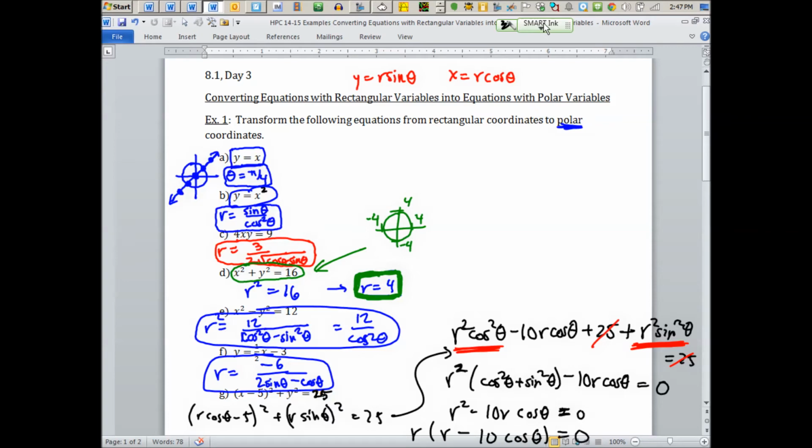equals 0. So your conclusion is that r is 0. Again, that's the trivial case where you just are plotting up the actual origin. And r is 10 cos theta. So I'm going to write my answer over on the left. Kind of ran out of room there.